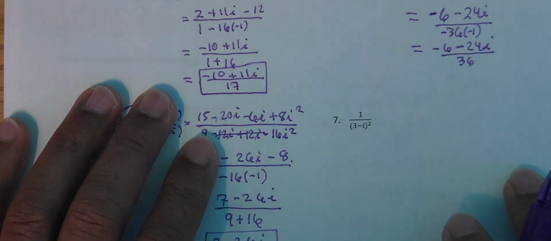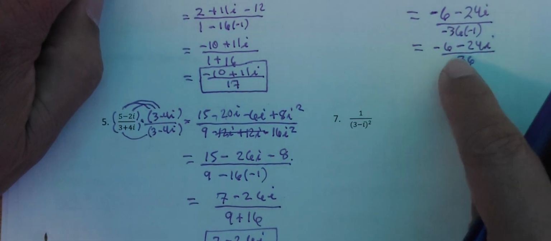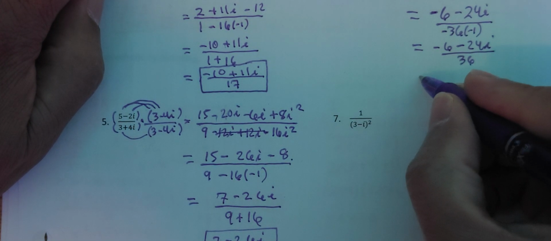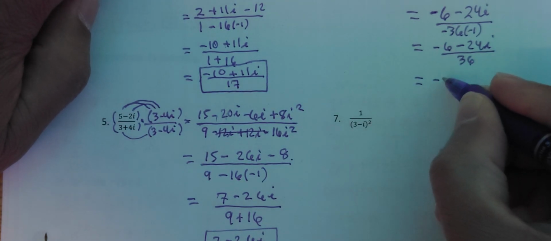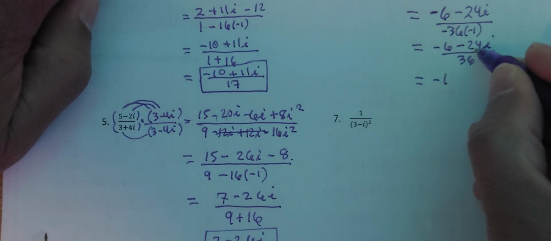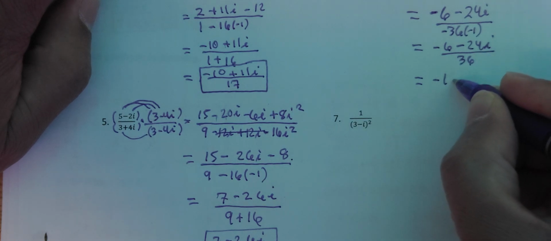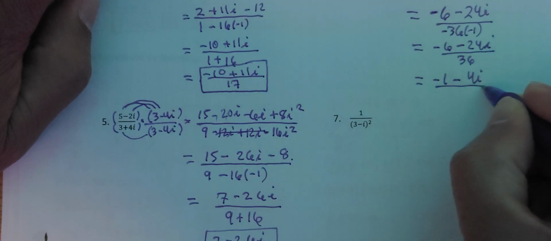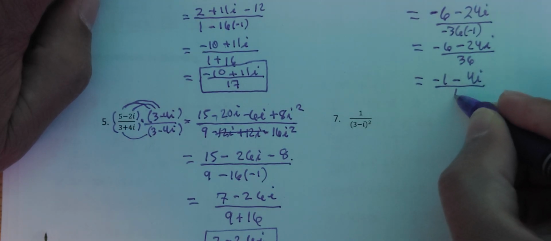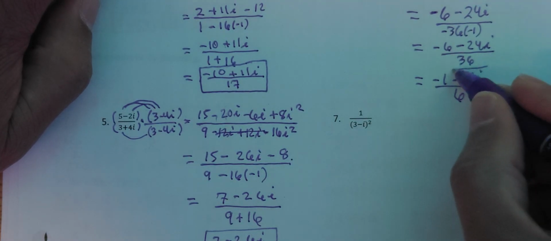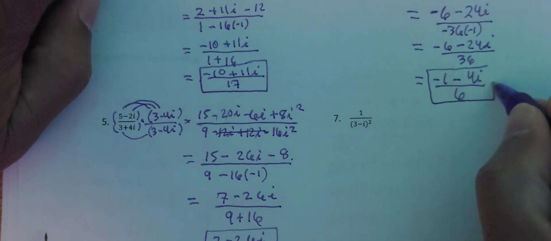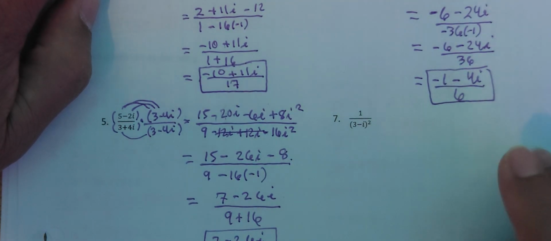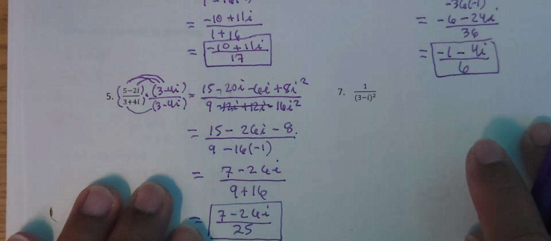Now, does 6 go into 24 and 36? Yes. So then this is 6 divided by 6, so that becomes a negative 1. And this is negative 24 divided by 6, it goes 4 times, right? So 4i. And 36 divided by 6 is 6. And this is as simple as you can get with this problem. So don't forget, always, always, always simplify as much as possible.